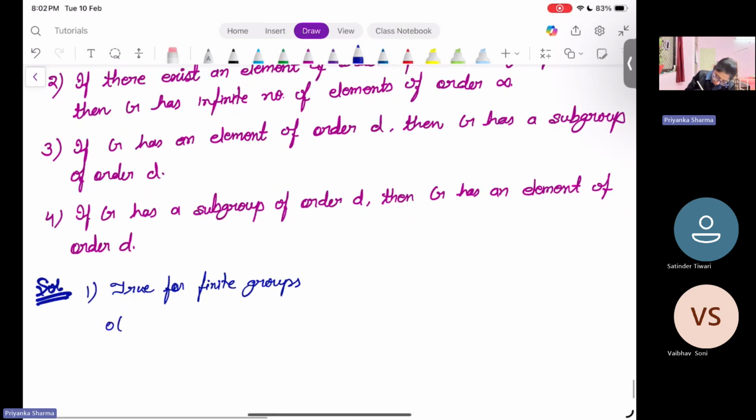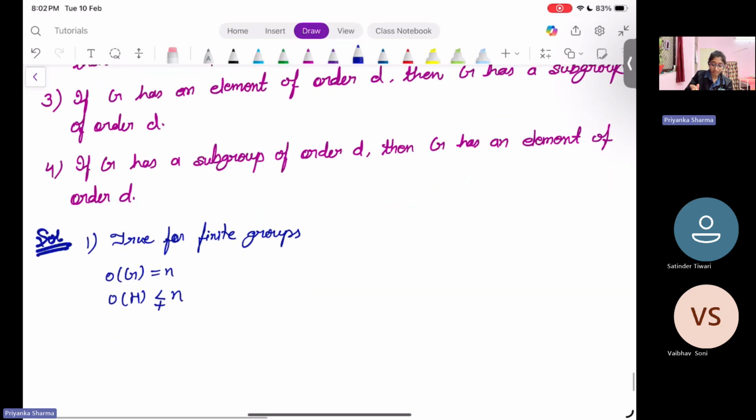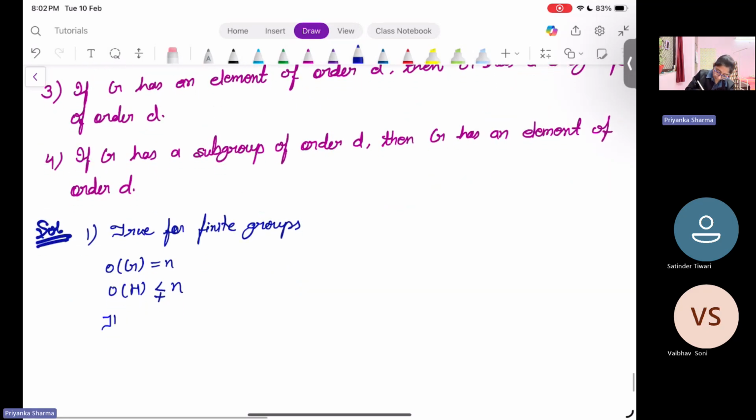So what is the case actually? If the order of G is n, then the order of H will be less than n. It cannot be equal to n. Then obviously G and H cannot be isomorphic because they have a different number of elements. So yes, they cannot be isomorphic.